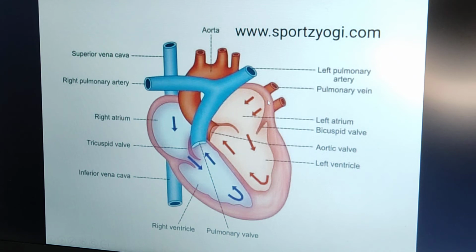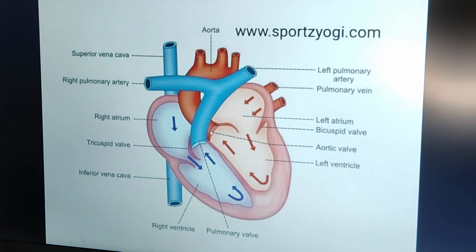Now in the left atrium, oxygenated blood is ready to enter into the left ventricle. But it can enter the left ventricle only when this bicuspid valve opens. Now oxygenated blood has entered into the left atrium, and from this it enters into the left ventricle. Now this highly oxygenated blood is ready to enter our body parts with the help of the aorta. This is the aorta. But here also I told one valve.